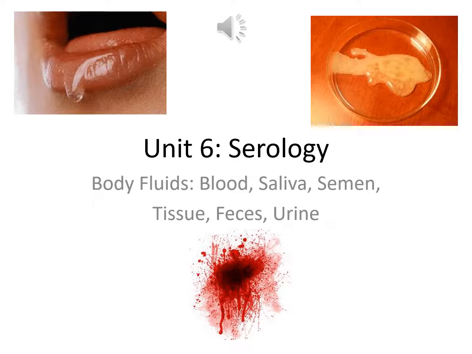In this part of the unit, we'll be looking at body fluids. Some examples: blood, saliva, semen, tissue, feces, urine. In particular, we're going to focus on blood and semen. Those are the most common types of body fluids associated with crime. So that's where our focus will be for this first Unit 6 on serology.